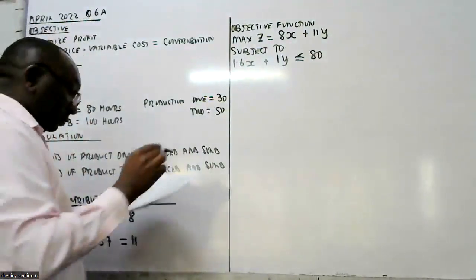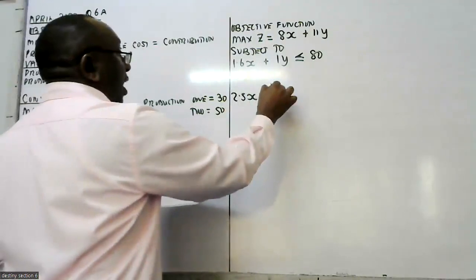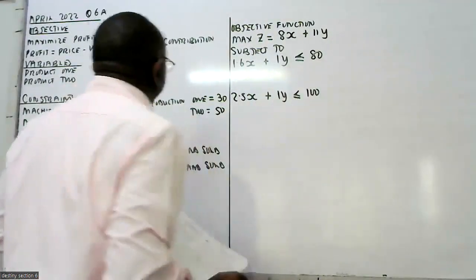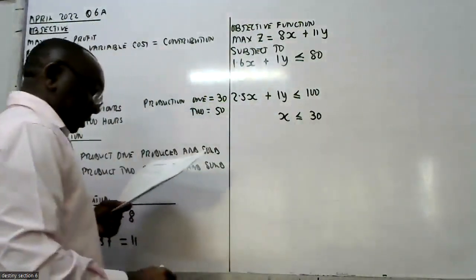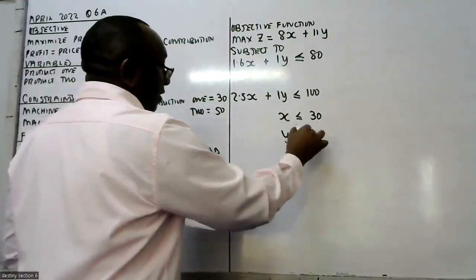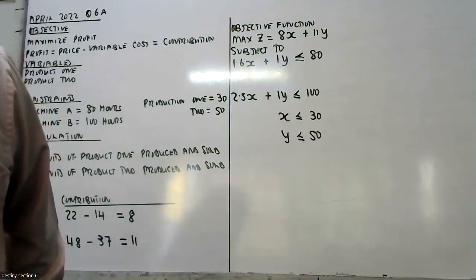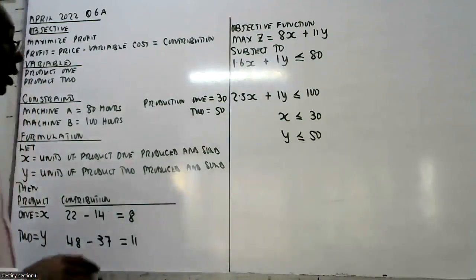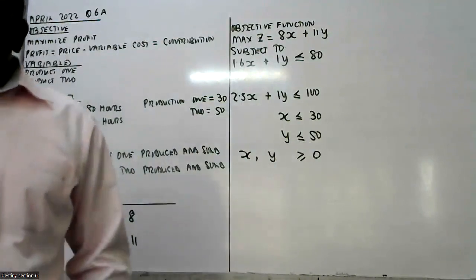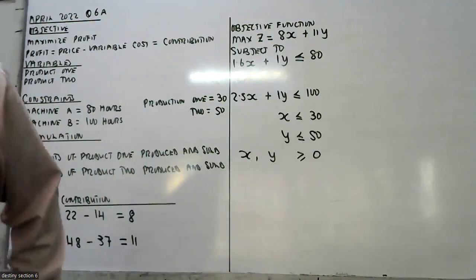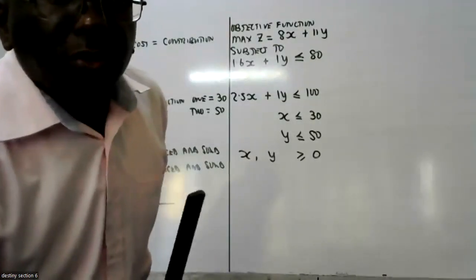Then we come to this other one, which is 2.5x plus 1y less than or equal to 100. Then x should be less than or equal to 30, and y should be less than or equal to 50. Those are the constraints for the production. Then you say x, y is greater than or equal to 0.